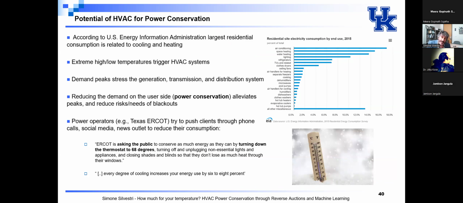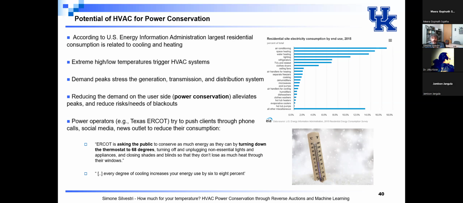So it is well known that air conditioning is one of the components of your house that consumes the largest amount of electricity. And you can see it here, the first two lines are basically air conditioning and space heating. And this is especially true when we have an extreme weather event, because if it is extremely hot or extremely cold, your heating and air conditioning are working extra hours in order to try to keep the house at your desired temperature.